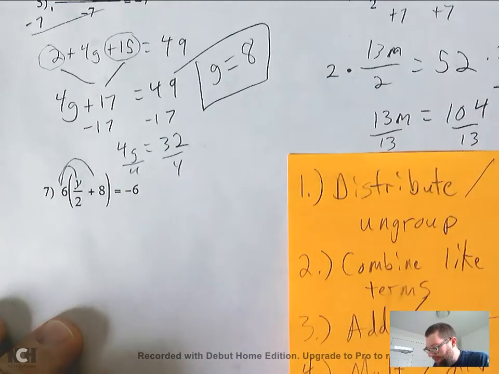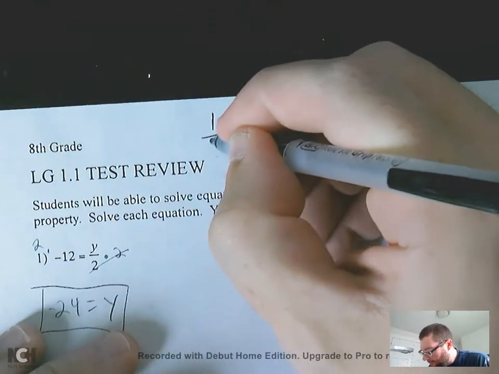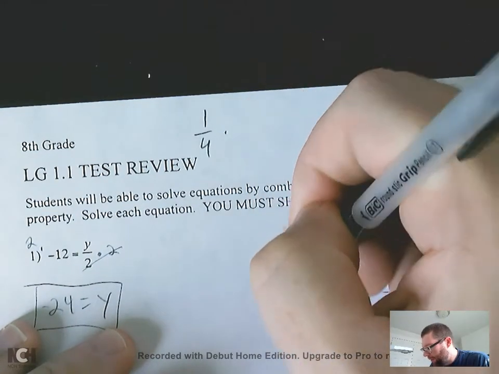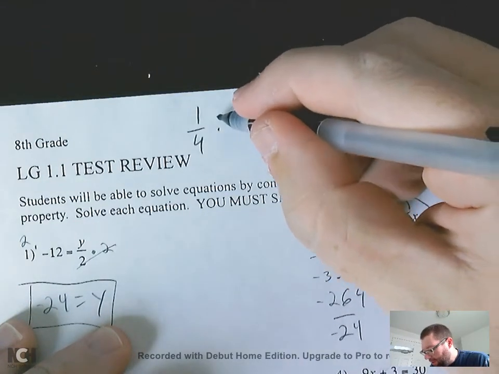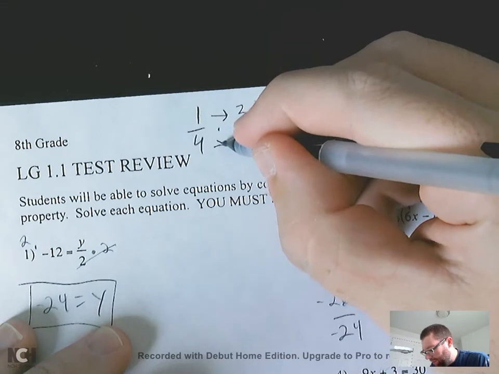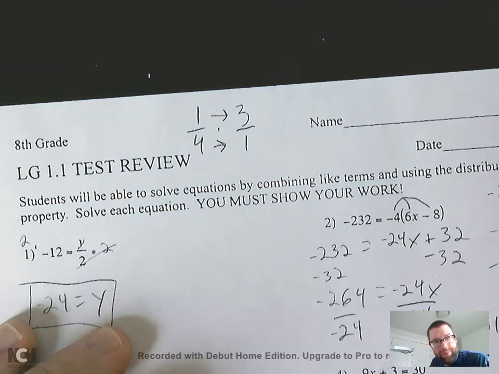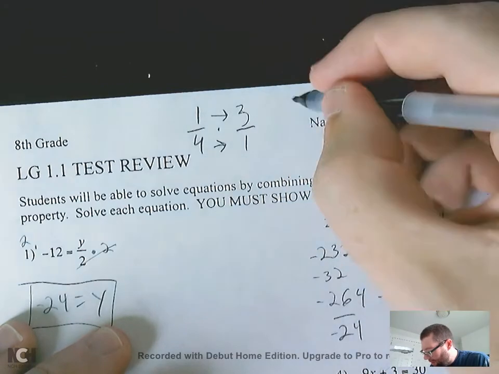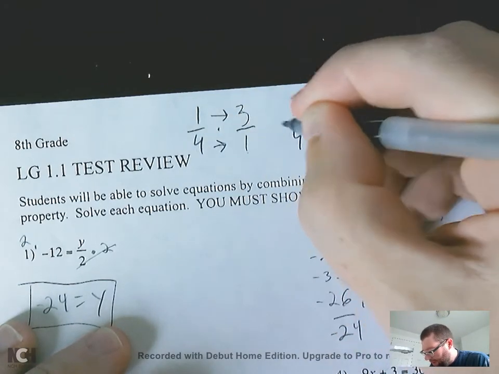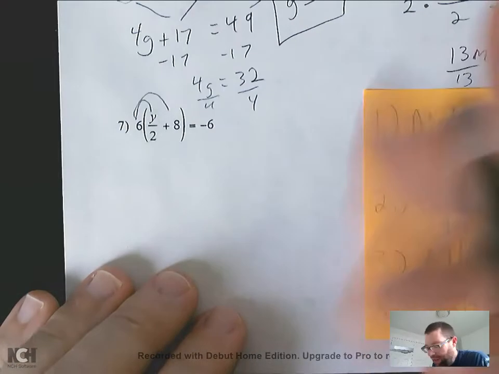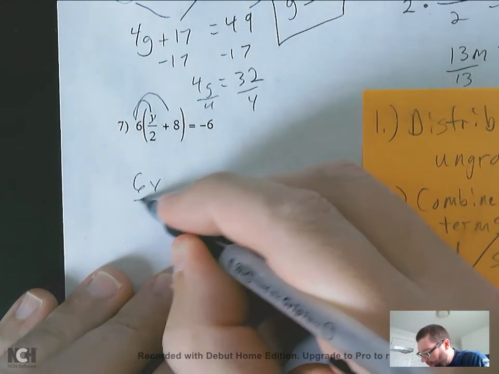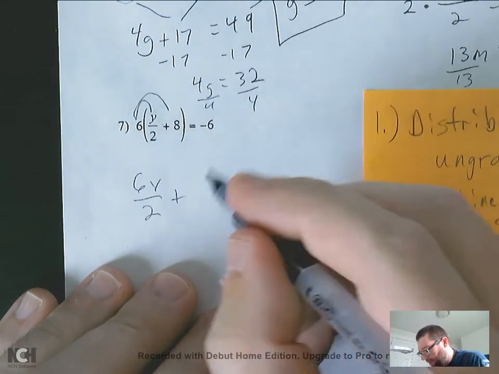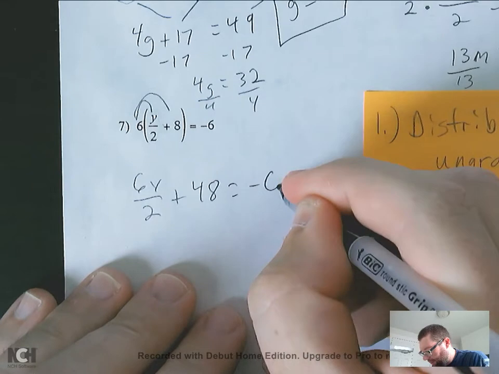But what does the 6 multiply here? When we are multiplying a fraction, I'm just going to do it up here. Let's say I have like 1 over 4 being multiplied by 3. Okay? When you multiply fractions, all you're doing is multiplying straight across. That's a 3 over 1 if it's a whole number, right? So basically the top multiplies with the top, and the bottom multiplies with the bottom. And that's all it is, right? So if I'm distributing the 6 to a fraction, I'm just distributing it to the top. Okay, so it would be 6y over 2 plus 6 times 8 is 48 equals negative 6.